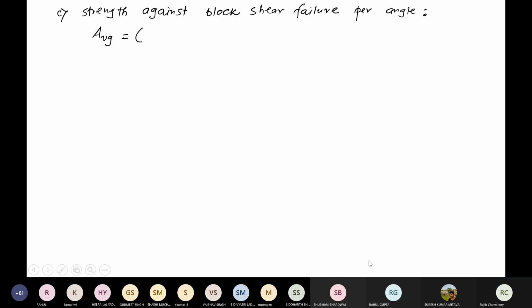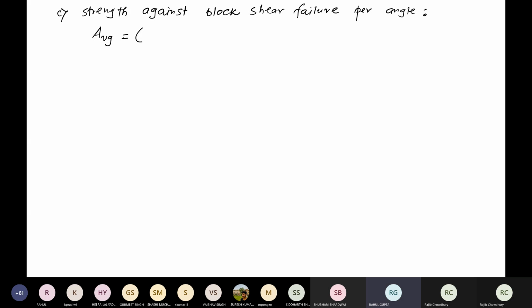So it would be the length of the connection plus the end distance multiplied by the thickness. That would be the average gross shear length. But let us go stage wise. Rahul, let us first find out the total shearing length.